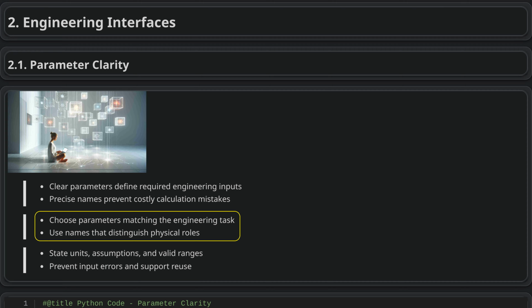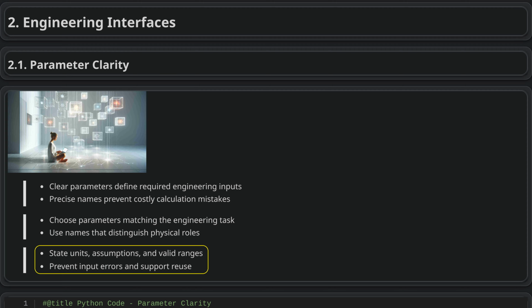When designing functions, choose parameters that reflect the real engineering problem, not just the calculation steps. Use clear terms that a knowledgeable user would expect, such as flow rate or heat capacity, and distinguish related quantities carefully to avoid confusion. This makes the function easier to read, check, adapt, and reuse across similar physical systems.